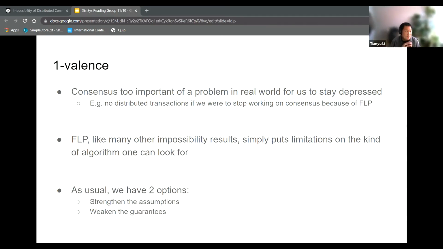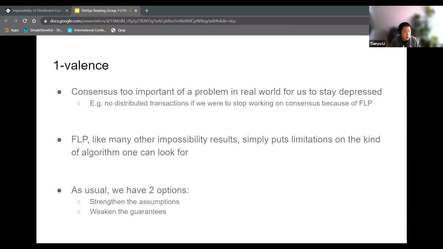Obviously, that's not the case. Consensus is too important a problem in the real world for us to stay depressed and not attempt it. For example, my entire discipline, distributed transactions, wouldn't even exist if we stopped working on consensus because of FLP. Distributed commit is strictly harder than consensus, and we have to do it in a distributed asynchronous setting for any realistic data center application. So FLP, like many other impossibility results, simply puts limitations on the kind of algorithms one can look for, as opposed to telling you not to look for any algorithms.